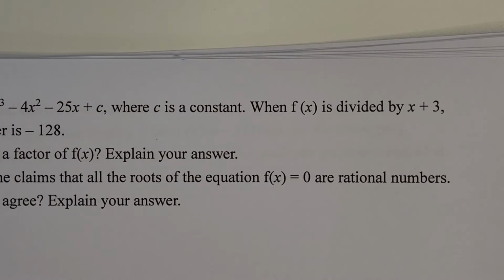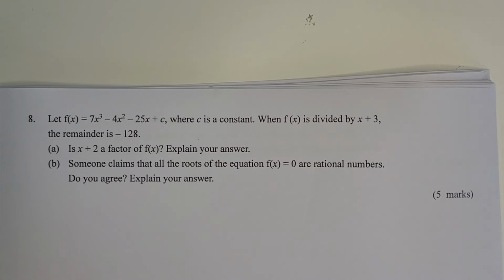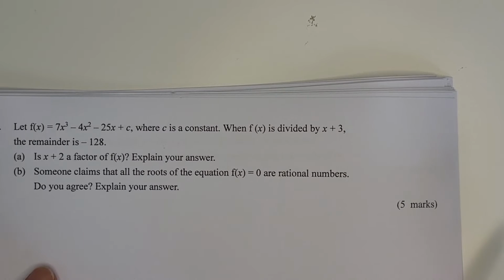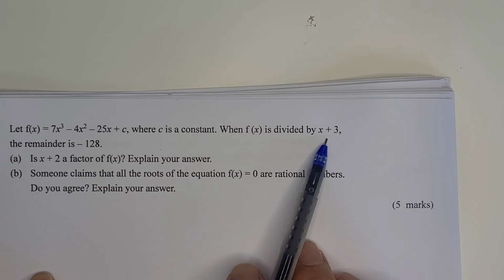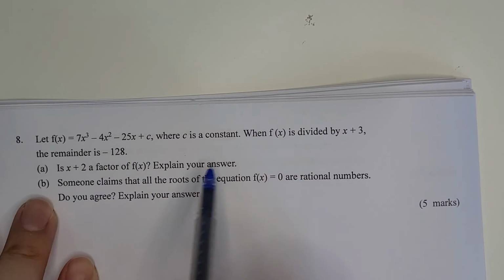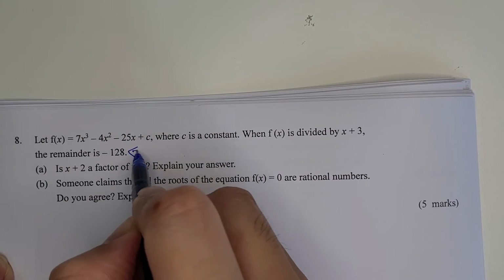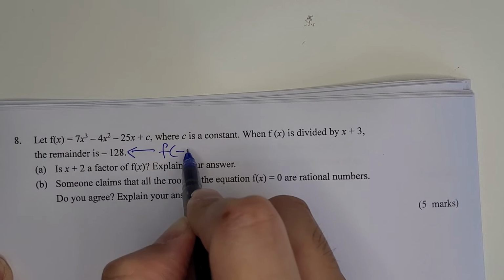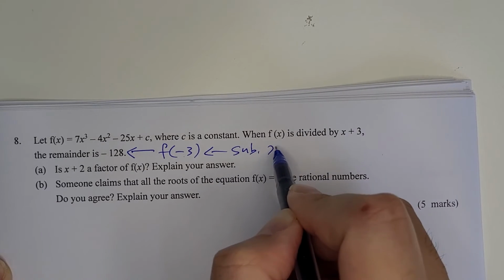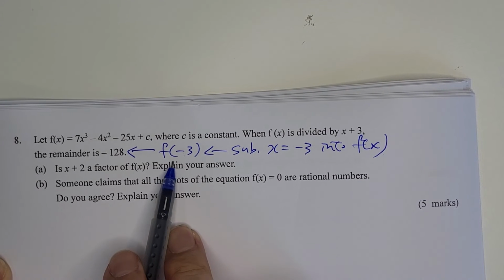This question is more about polynomials. Okay, let me reduce the size. Okay, look at the whole question. Let f(x) be this one, and c is a constant. When f(x) is divided by x plus 3, the remainder is negative 128. If a polynomial is divided by a linear polynomial, you can use the remainder theorem. This remainder equals f(-3). That means you substitute x equals negative 3 into f(x). That's the meaning of f(-3).